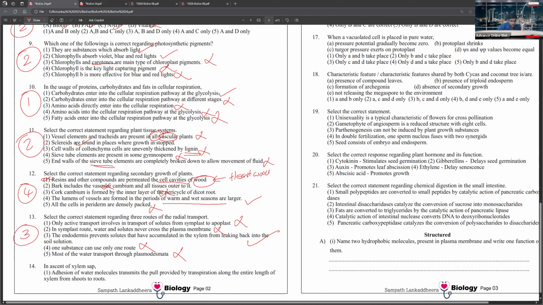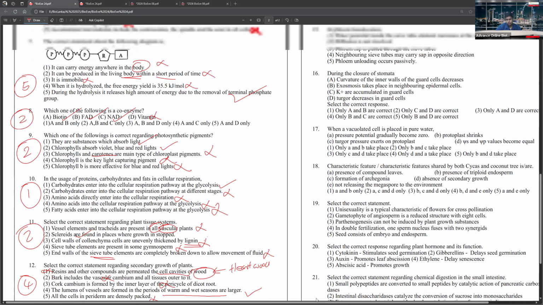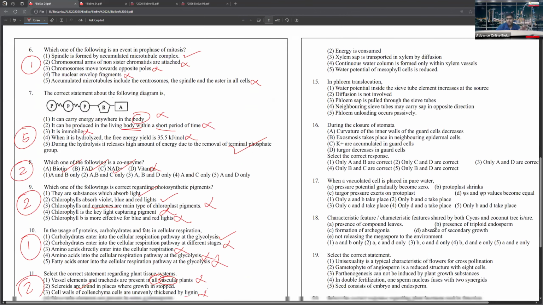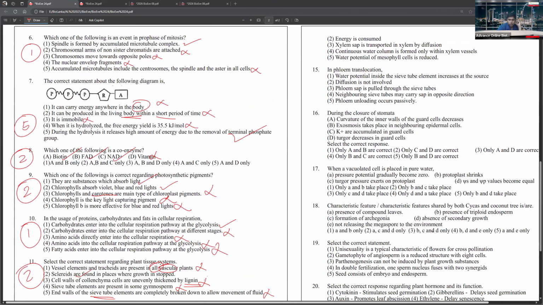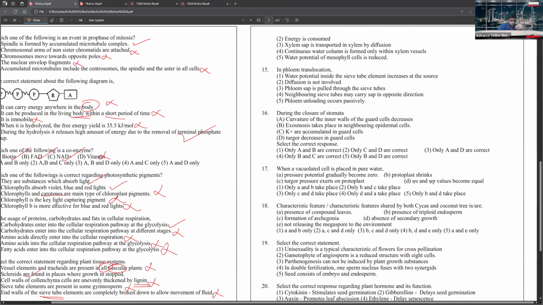Question number 14, in ascent of xylem sap, addition of water molecules transmit the pull, no. Wrong, no? The cohesion, no? Energy consumed, no. Next one, xylem sap is transported in the xylem by diffusion. Xylem diffusion, no. Bulk flow, no?